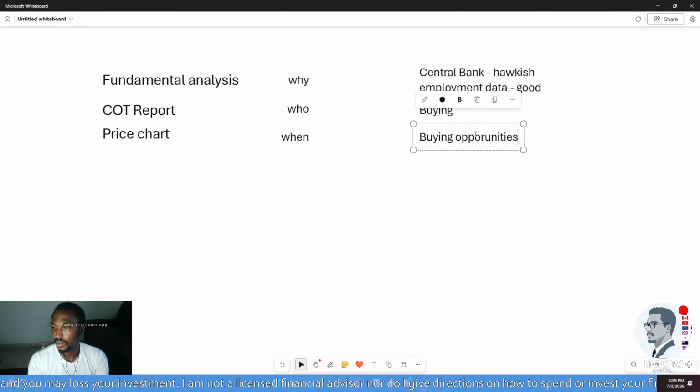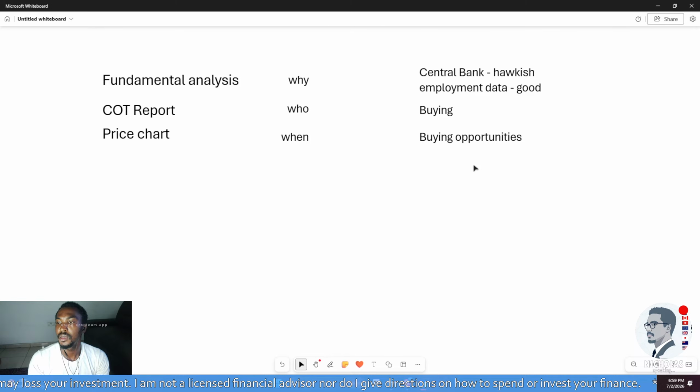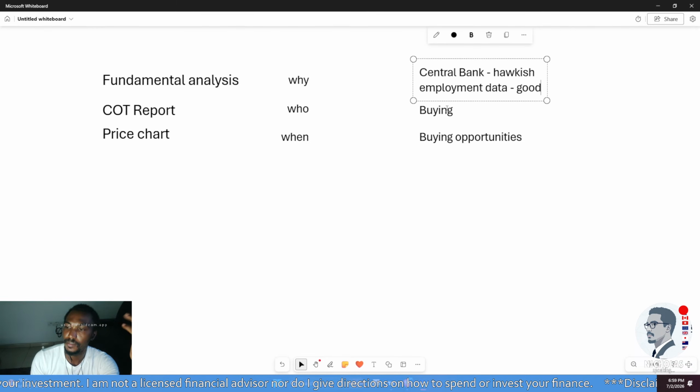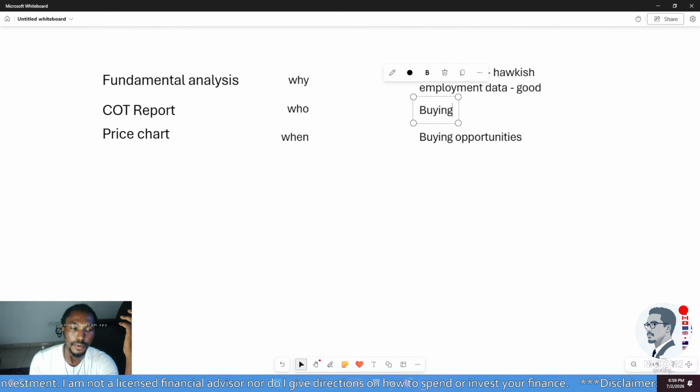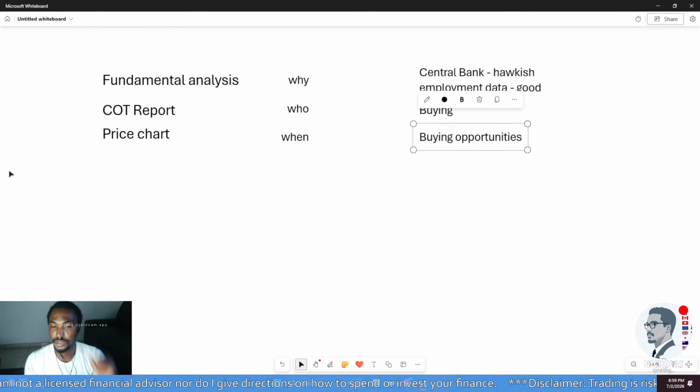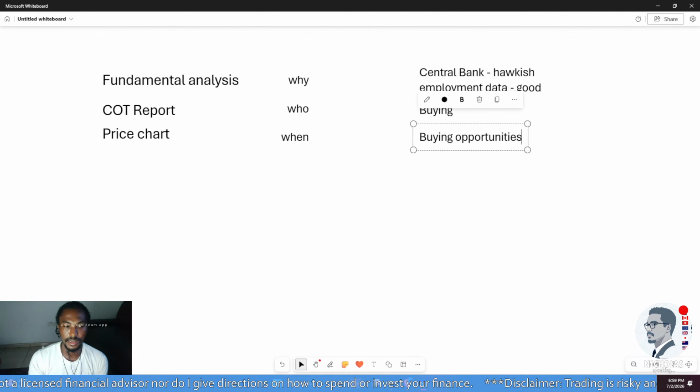So this is the way it works. I know the data. I know these guys are buying. So therefore, I can start looking for buying opportunities on the chart. That is simply the way it works.